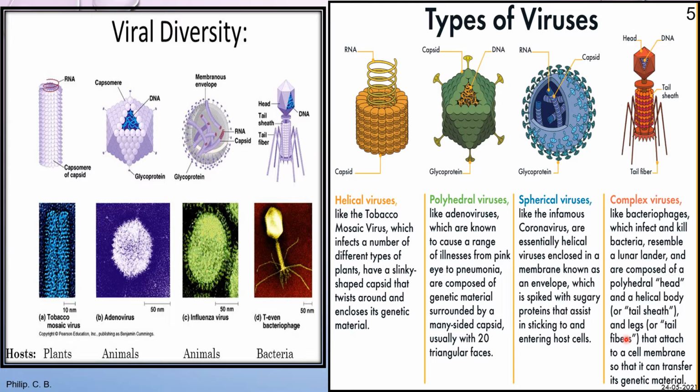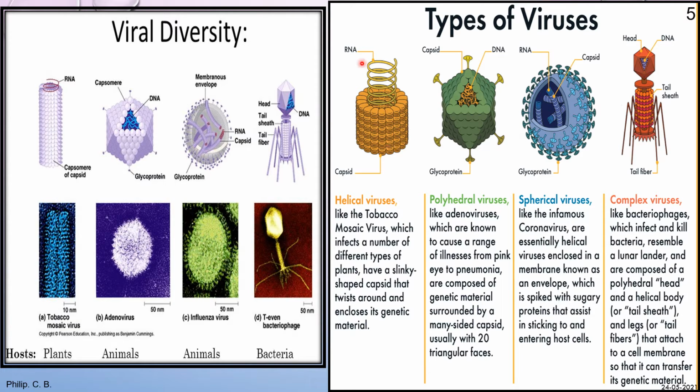Now, viral diversity. As we just saw in the previous slide, there is the helical structure, tobacco mosaic virus; the polyhedral structure, adenovirus; the spherical structure, influenza virus; and the complex one, the bacteriophage. If you see here, I added the host at this point. The helical tobacco mosaic virus is seen infecting plants, adenovirus and influenza virus infect animals, and the bacteriophage virus infects bacteria. Here is a little bit of detail.